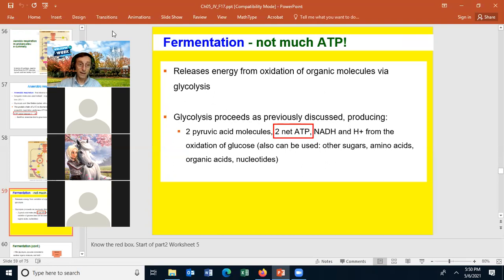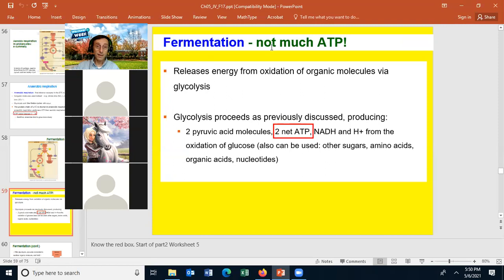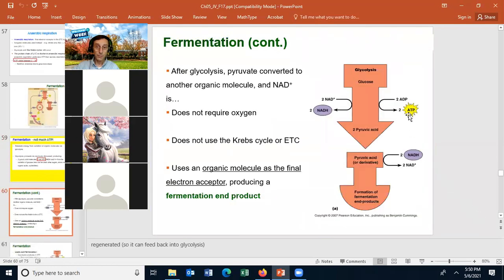Any question about that? So fermentation always uses glucose to make ATP, and only 2 ATP are a net gain of glycolysis from glucose. We do generate some NADH, and then we attach 1 or 2 fermentation steps after glycolysis to ferment the pyruvic acid into the end product of the fermentation.